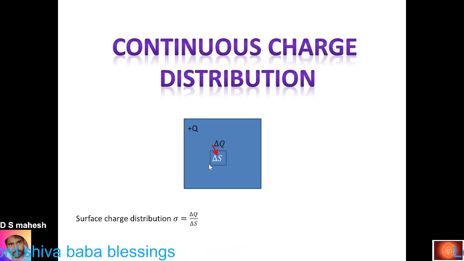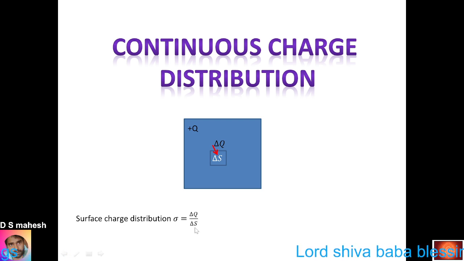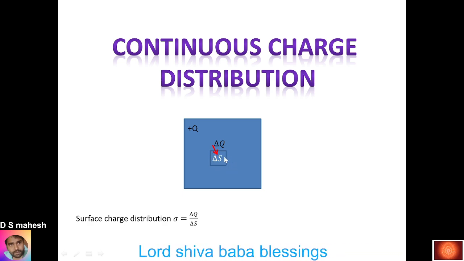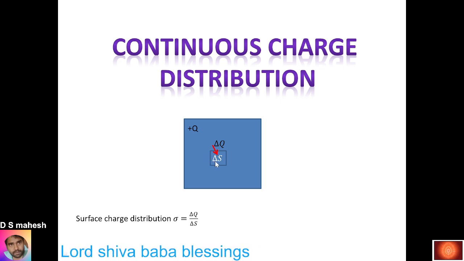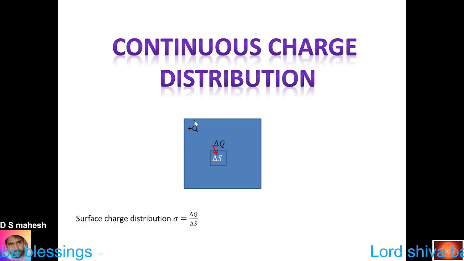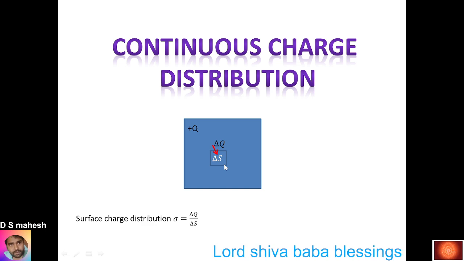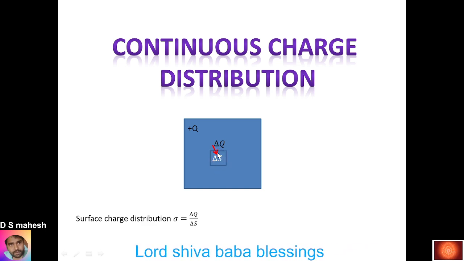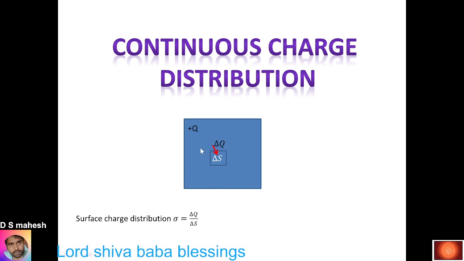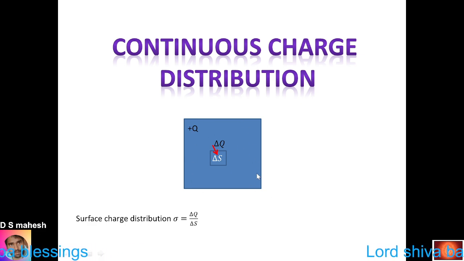The charge density over this small surface is called the surface charge density, that is delta Q by delta S. Once we are able to calculate this area charge density, we can integrate this element in order to form the entire surface. That is the approach we'll be using in the continuous case. We take a small element and calculate the charge present over that small element. Since it is uniformly distributed, we can integrate to find the charge present on the entire surface. So this is for surface, and it is given by sigma.